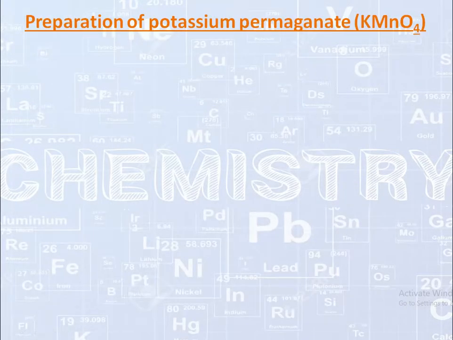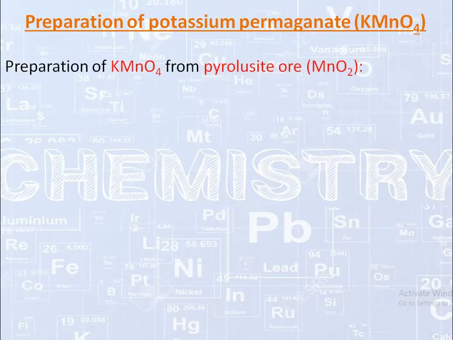Preparation of potassium permanganate. So potassium permanganate is prepared by pyrolusite ore, that is MnO2. So potassium permanganate is prepared by using pyrolusite ore, that is MnO2. So pyrolusite ore is nothing but the manganese dioxide which occurs as a mineral pyrolusite. So let's see how this preparation occurs.